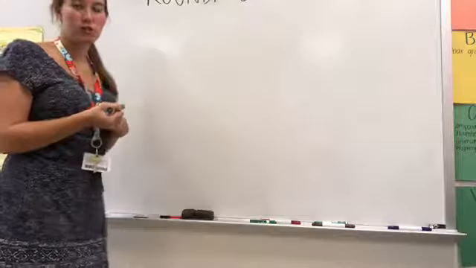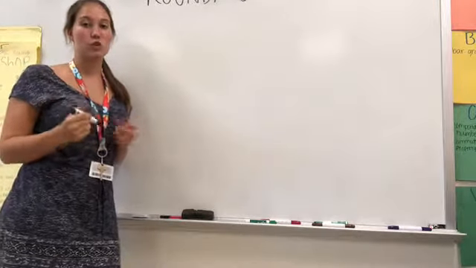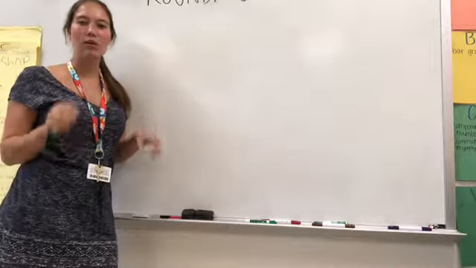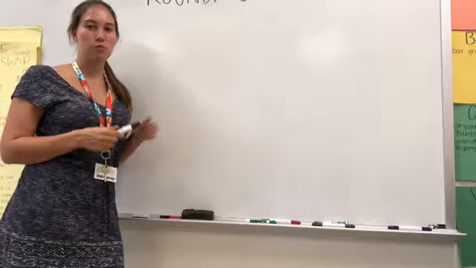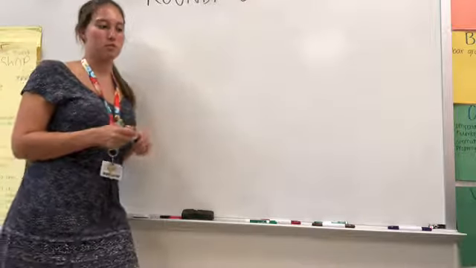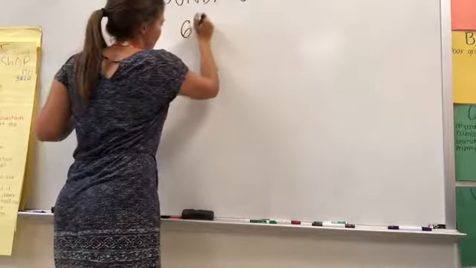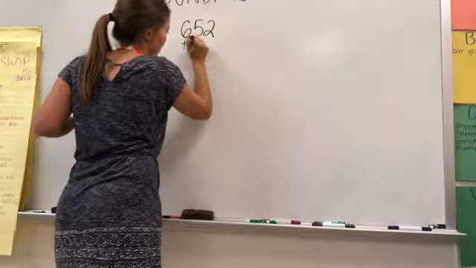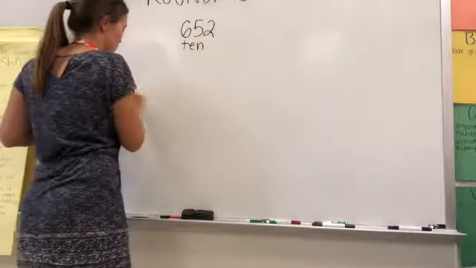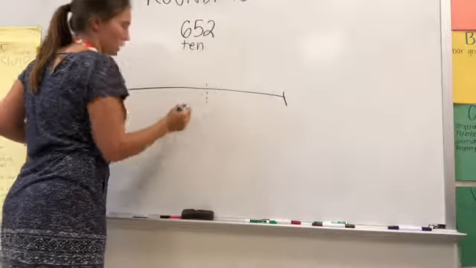The next one I want to do is rounding to the nearest 10. When we round to the nearest 10, we're drawing the same number line. It's only going to be different by 10. So we still have been using 3-digit numbers when rounding to the nearest 10, so I'm going to use a 3-digit number right now. I'm going to do the number 652. And we're rounding to the nearest 10. So I draw my same number line that I had before, my dots in the middle.